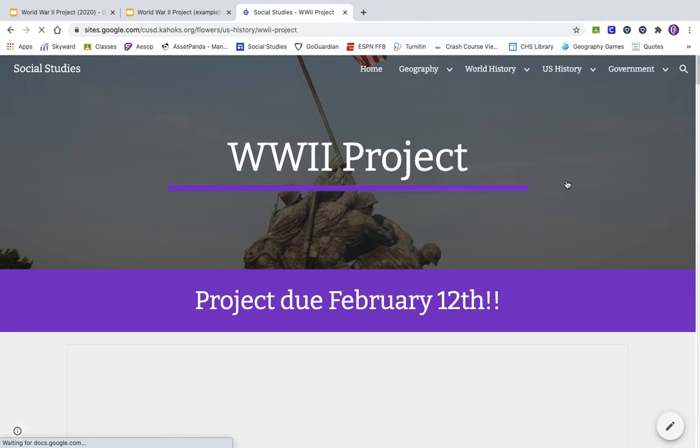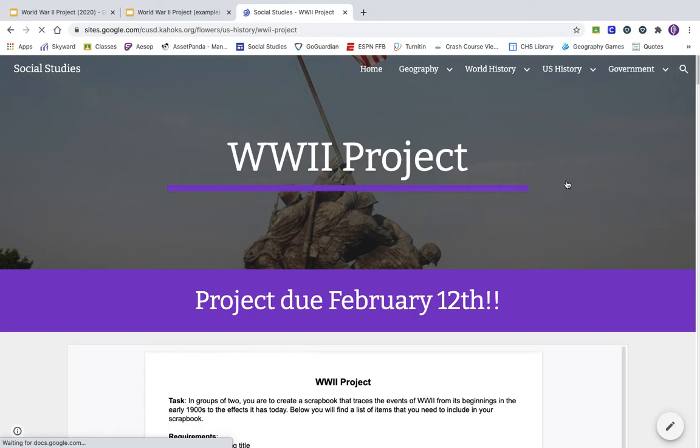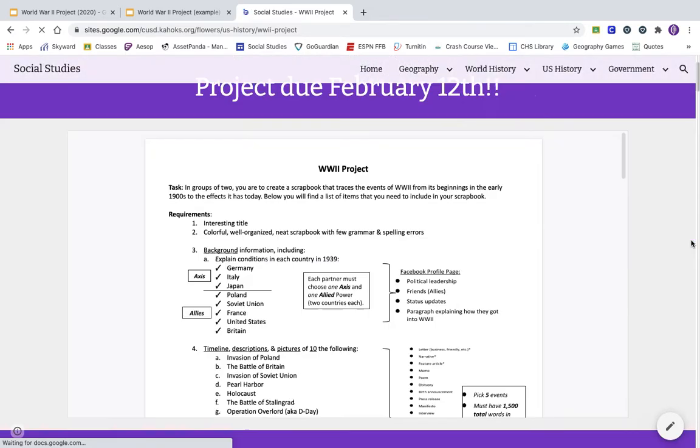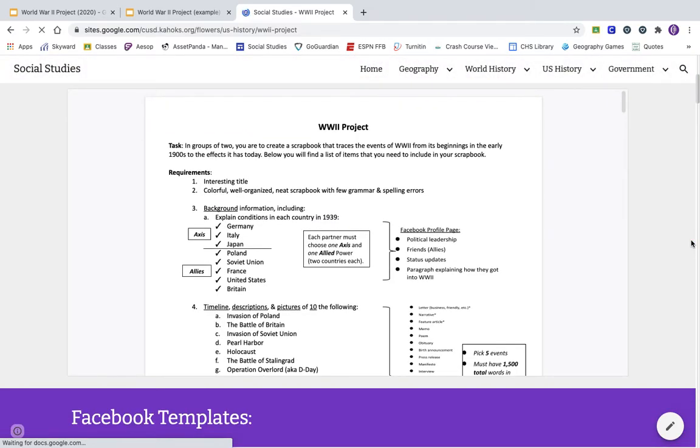So as you can see, very first thing you can see here is that the project is due February 12th. Next thing is the instruction sheet, which I included in the classroom assignment here. So it says in groups of 2. Normally when we do this project, it's in a scrapbook. So anytime it mentions scrapbook, just ignore that. And we're doing it this year on a Google Slides presentation. So you are just doing your own.